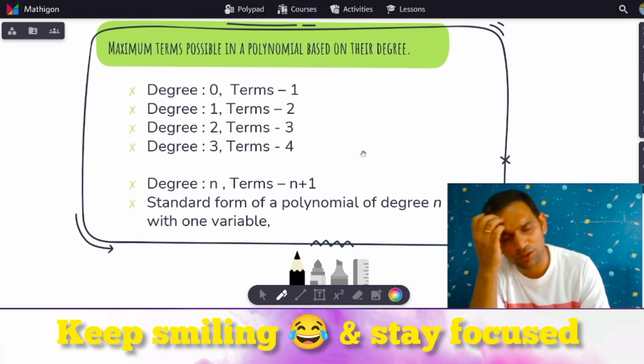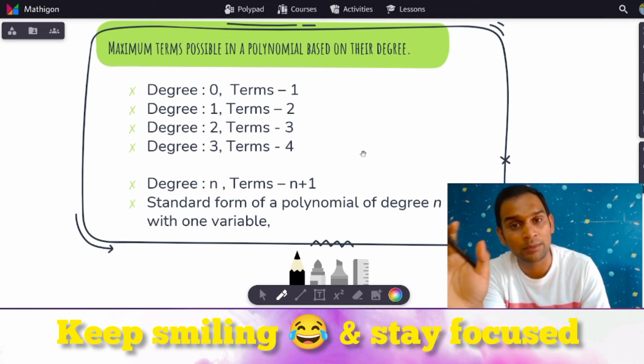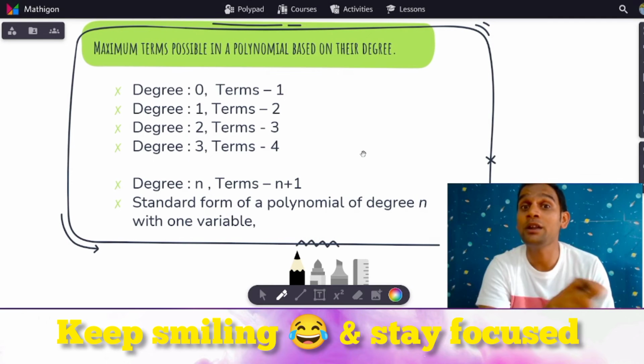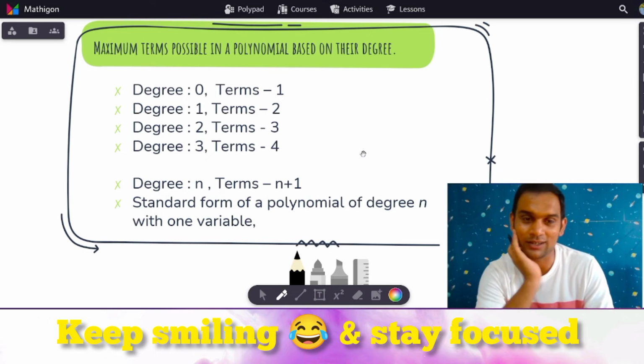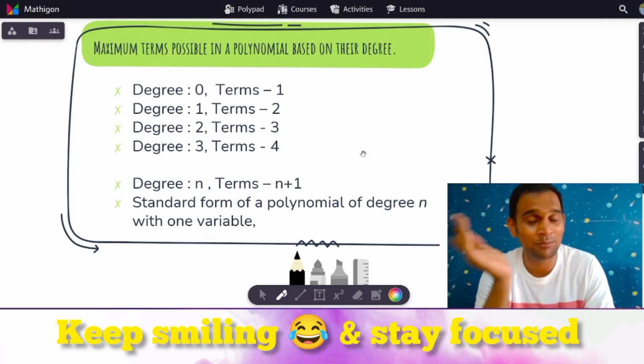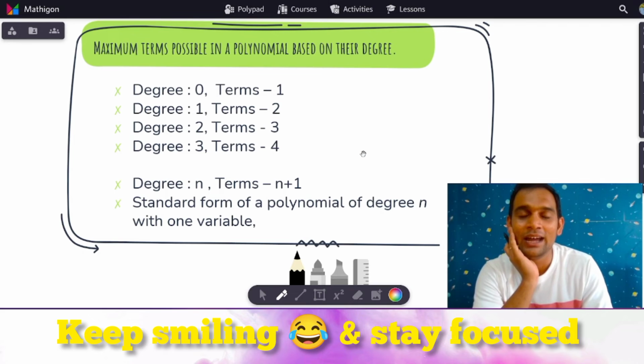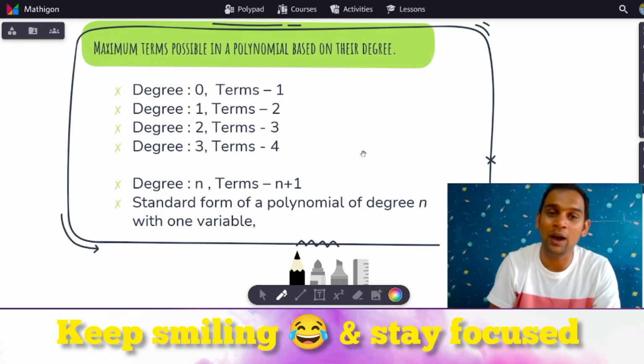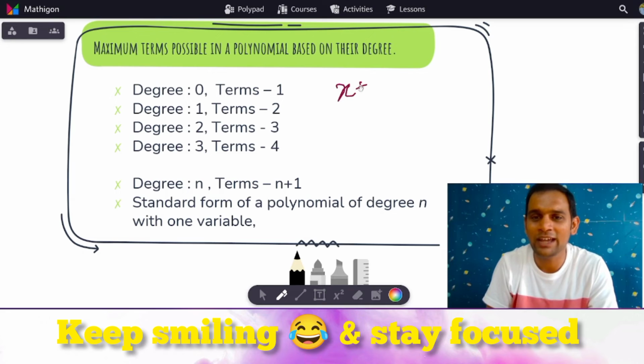Now, let's try to understand one thing: the maximum terms possible in a polynomial based on its degree. If we know the degree of a polynomial, can we exactly tell the maximum number of terms possible? If the degree is 0, that means it's a constant polynomial. How many terms can a constant polynomial have? Obviously only one term is possible. If the degree is 1, how many terms? x plus 1 or 2x plus 9. Only the coefficients and constant terms will change, the variable will remain the same, but can you have more than 2 terms?